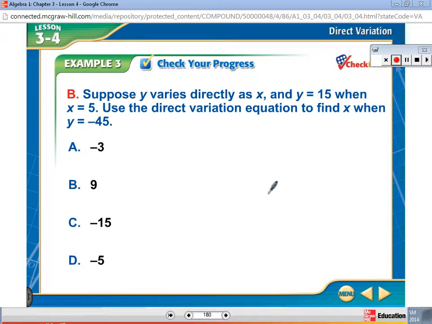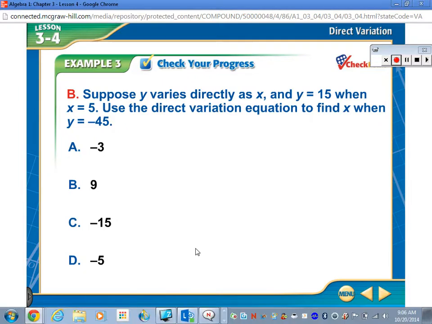So then we're going to have negative 45 equals 3x. We're going to divide both sides by 3, so x is negative 15. And you should see that the answer is C. Okay? So first you come up with the equation, then you use the equation to find whatever it is you're missing. And they're always going to give you either x or y, and then you have to solve for the other one, whichever one they don't give you.